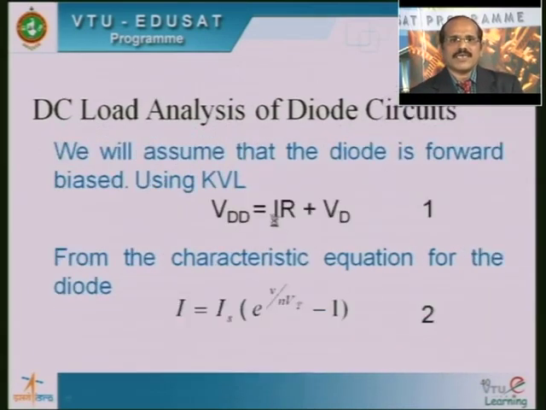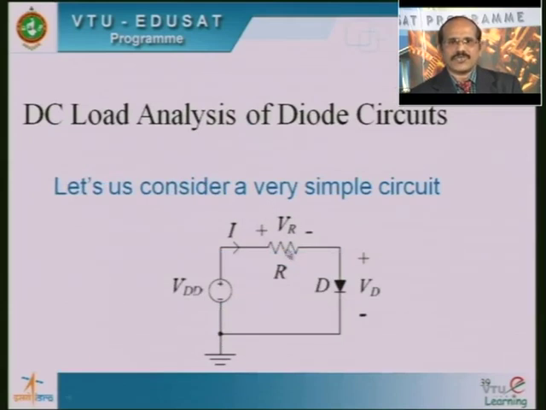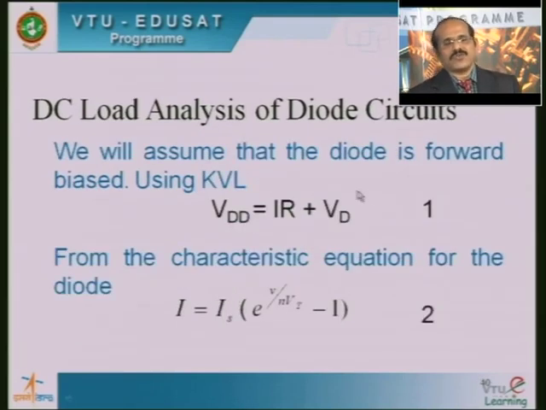So I is nothing but the current flowing through this resistance, and IR is nothing but the voltage drop across the resistance here, and VD is nothing but the voltage drop across the diode D, whereas VDD is the applied DC supply voltage here. So you can assume this as equation 1.